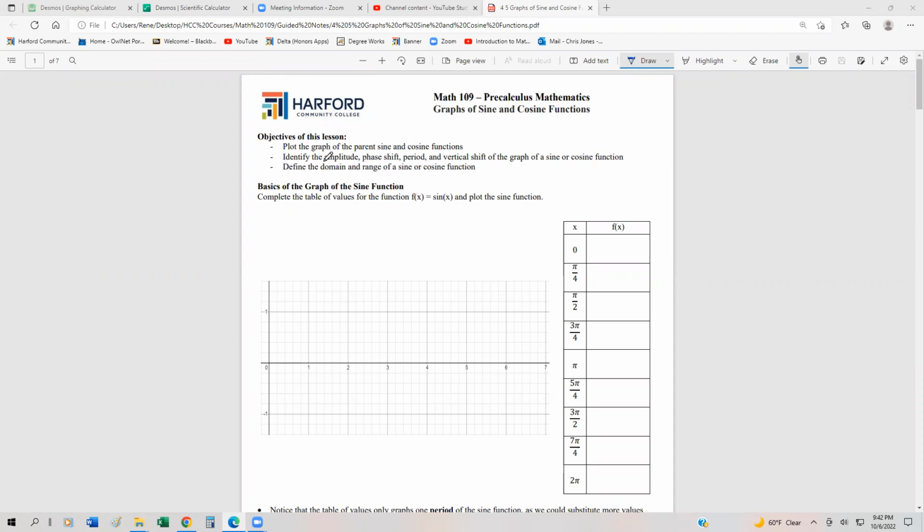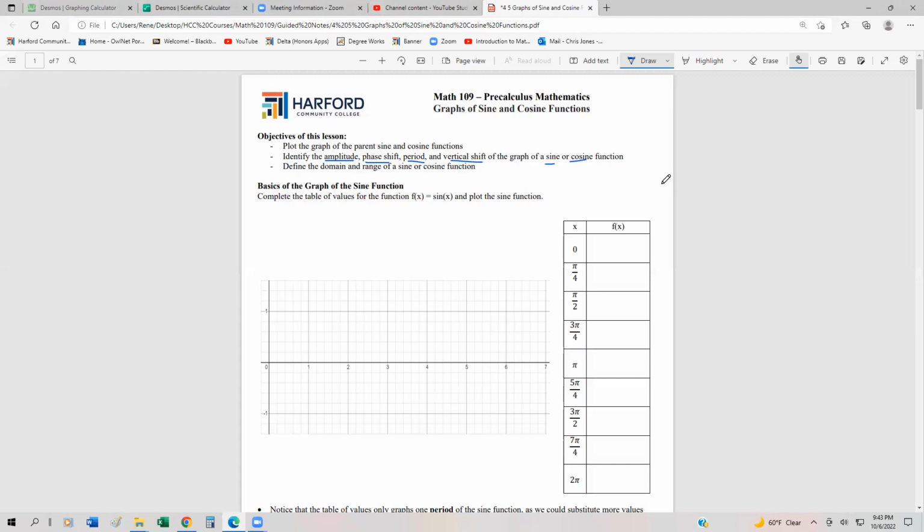We're going to define and also be able to identify characteristics called amplitude, phase shift, period, vertical shift, as well as translation and reflections that we've seen in other videos, for just the sine and cosine function. And then finally, we're going to define the domain and range of a sine and cosine function.